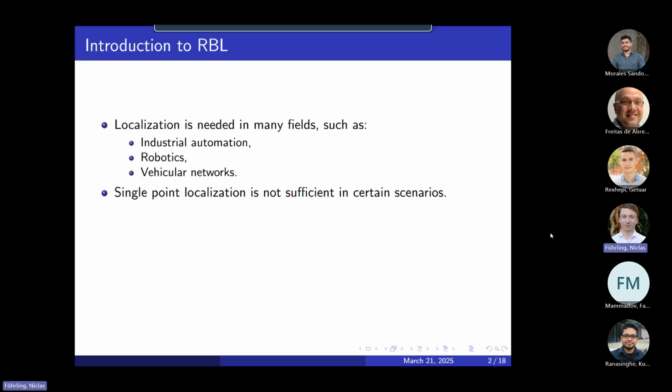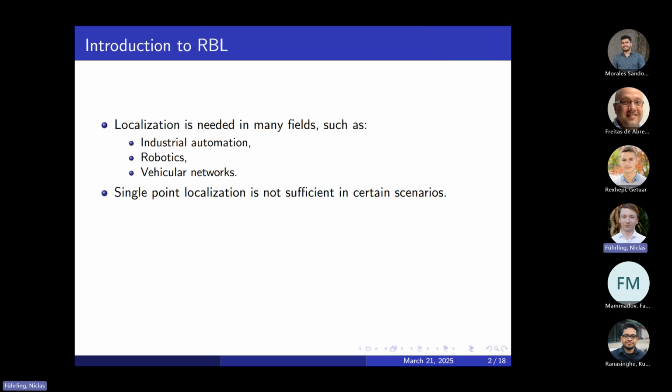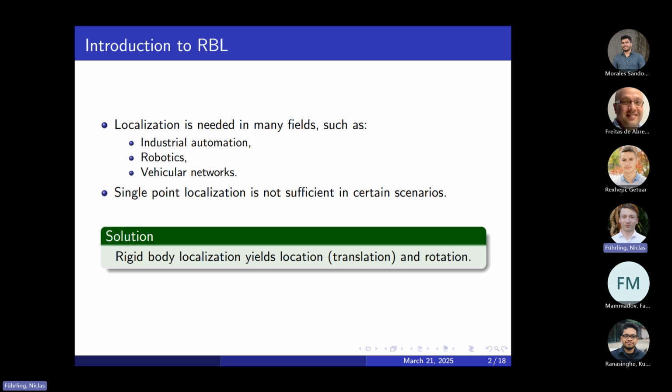So let me start with some introduction to RBL. What is RBL in general? Localization is needed in many fields such as industrial automation, robotics, but also vehicular networks. But the problem is that single point localization is often not sufficient in certain scenarios. So what's the solution? Rigid body localization, which yields not only the location, which we will call the translation, but also the rotation. So you get the position of your target and the orientation, which is nice and also similar to what was discussed in one of our previous videos.